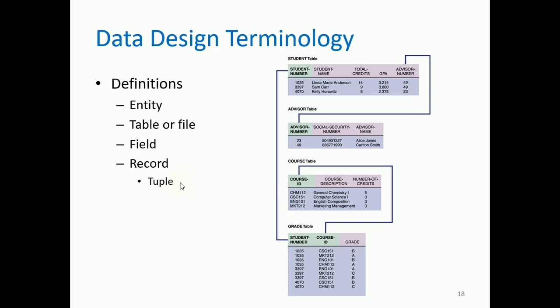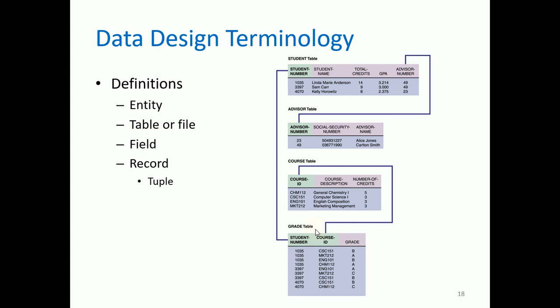Okay, so next is we have the data design terminology. We have this definition for entity. Not just the formal definition, I'll just give you an example for you to understand an entity. An entity can be a person, a place, things, or events that has data in it. So for these examples here, student, advisor, course, and grade, these are called entities. And then all entities have their own table or file. So for students, we have a student table, advisor table, course table, and grade table.